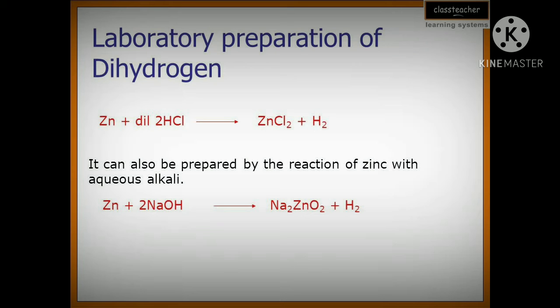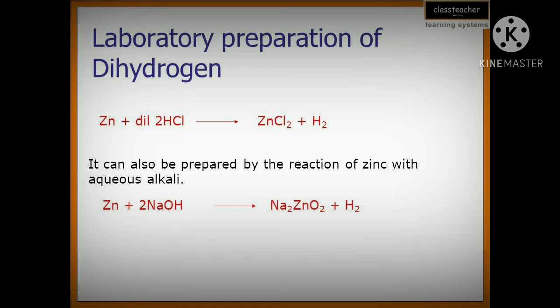Now what is done? Granulated zinc is placed in a flat bottom flask, and hydrochloric acid or dilute sulfuric acid is added slowly from the thistle funnel or dropping funnel. Now what do we see? A brisk effervescence is seen with the evolution of hydrogen gas.